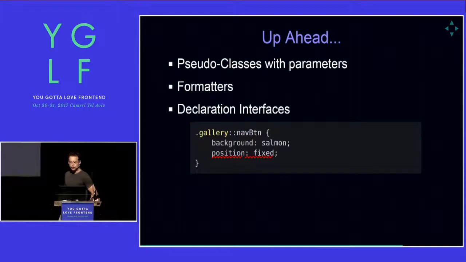declaration interface. If we go back to our gallery example, gallery allowed us to have access to an internal part, the nav button, a custom pseudo element. Our gallery might want to allow us to style the way our nav button looks, but it might want to restrict us from changing its position. So we want to allow that.